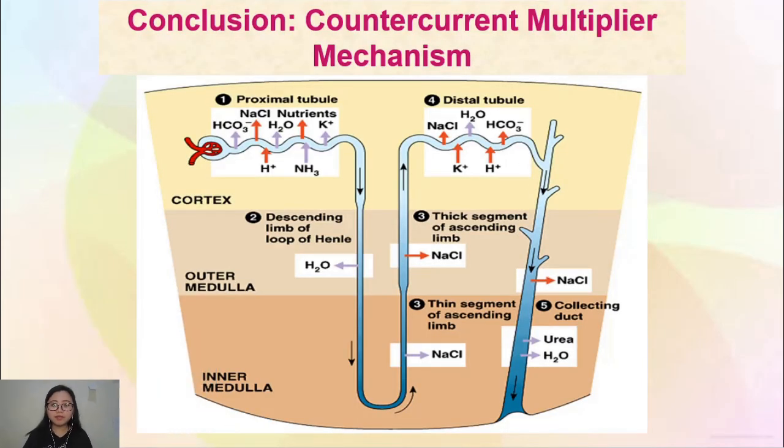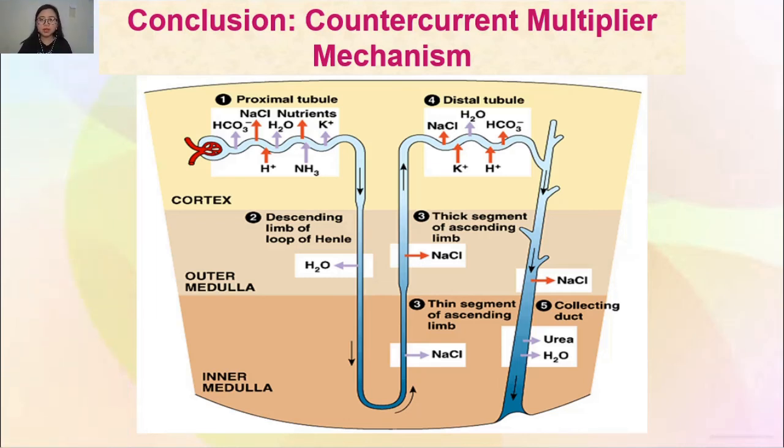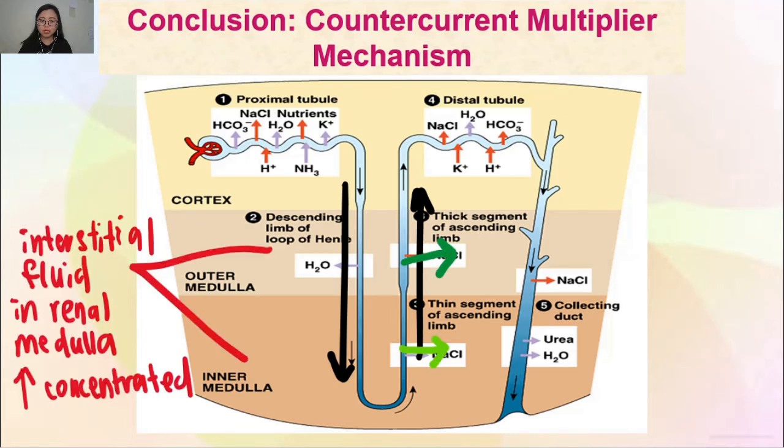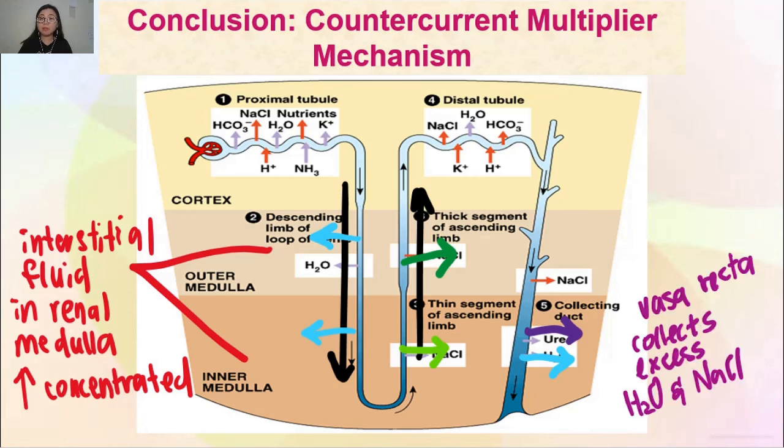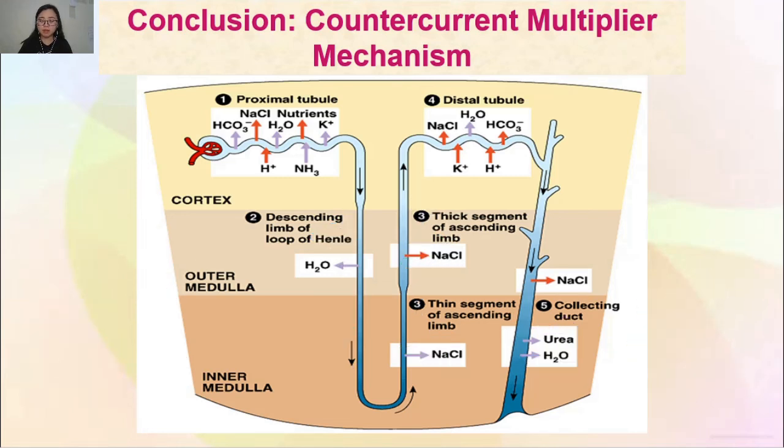Okay. So I'm just gonna have a very quick conclusion about the countercurrent multiplier mechanism. Water goes whoosh, whoosh. Salts go brr. Interstitial fluid in renal medulla become concentrated. Water goes whir. Urine goes brr. And then all that excess water, excess salt is collected by vasa recta. The end. That is countercurrent multiplier mechanism.